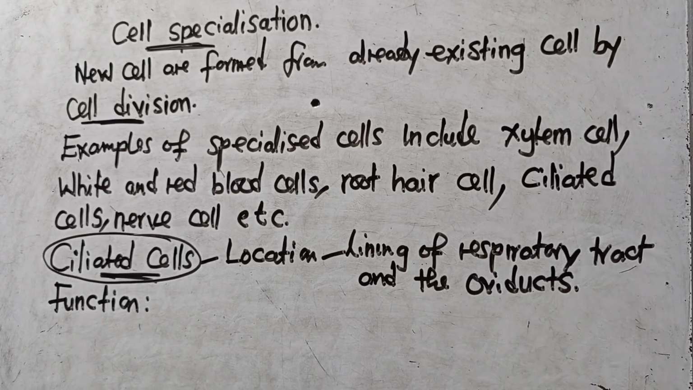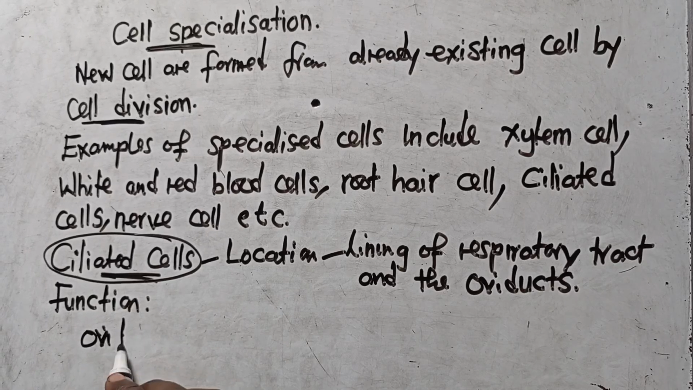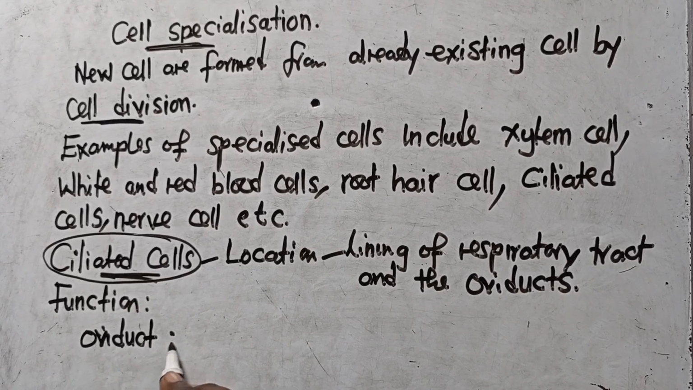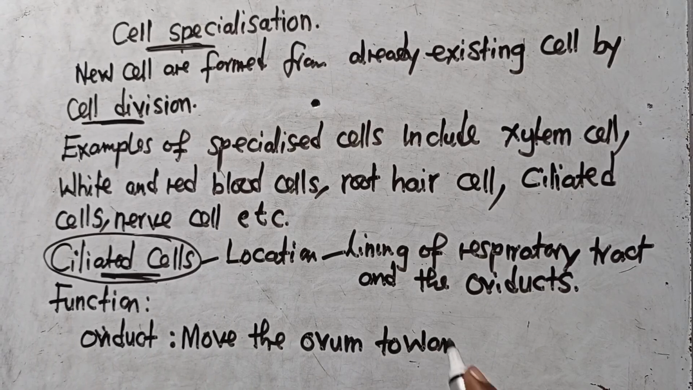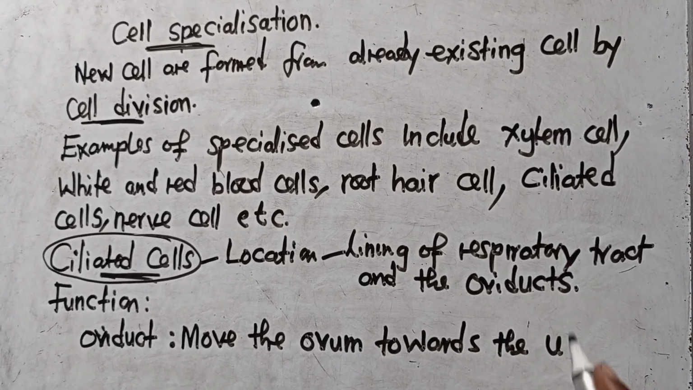Aside from knowing that, you also need to know their function. In the oviduct, they move the ovum towards the uterus. So if they are in the oviduct, what is the function? They move the ovum towards the uterus. This is what you need to know and understand.